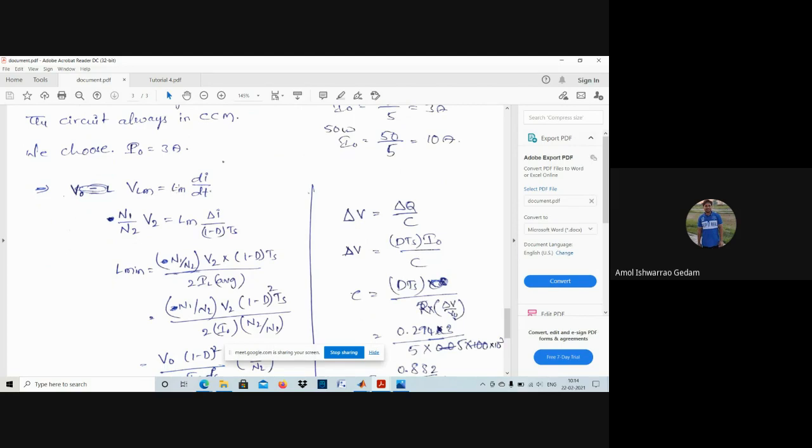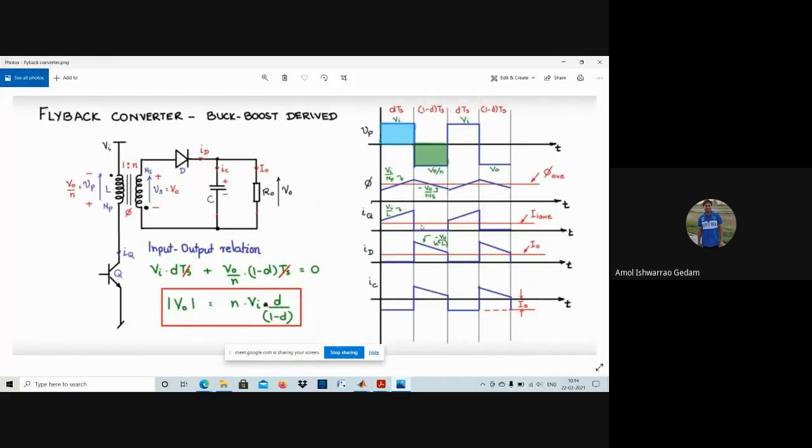Only we have to see which quantity we are referring on what side. I always take the primary side. That's why I am also taking the primary side voltage. So during turn off time, primary side voltage will be N1 by N2 into V2. You can see from this image, V naught by N.